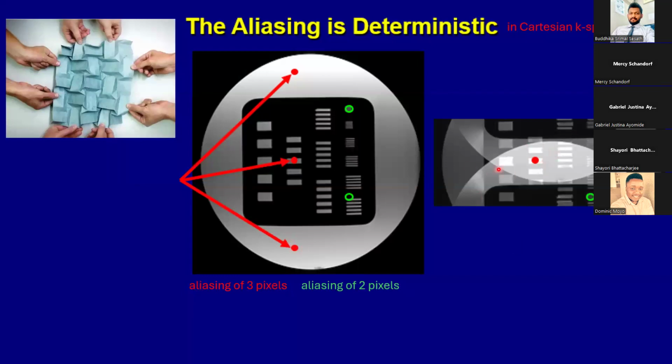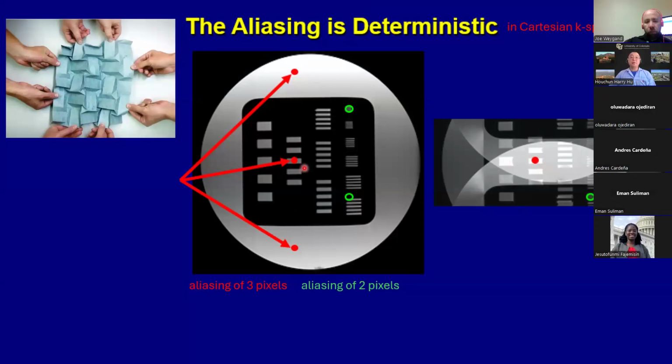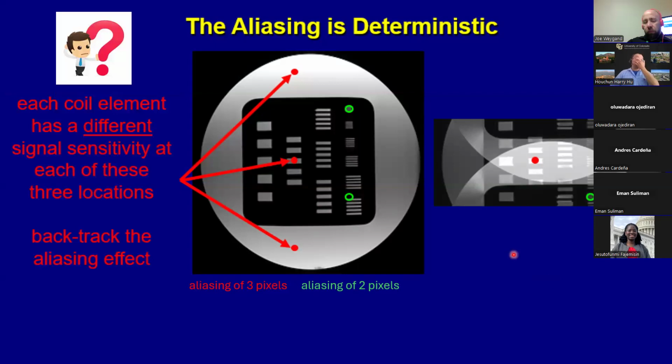And so for this particular aliased image, the red dot or the red pixel is actually a superpositioning of 3 pixels in the original image as I've shown here. And the area where the green circle pixel is actually a superpositioning of 2. So that's just to help you visualize what's going on.